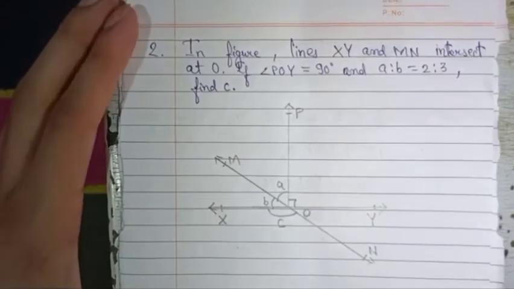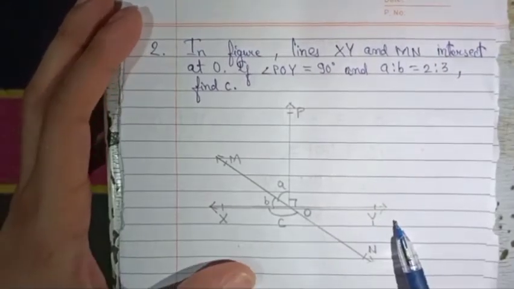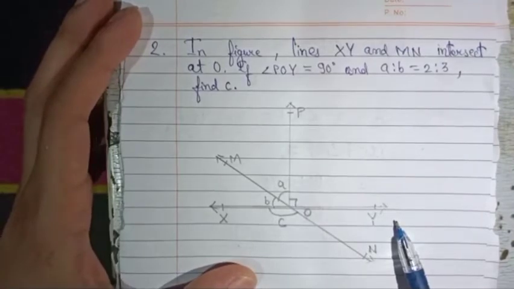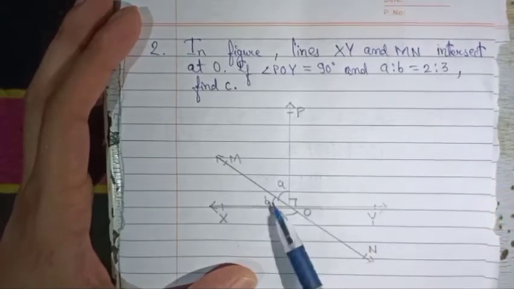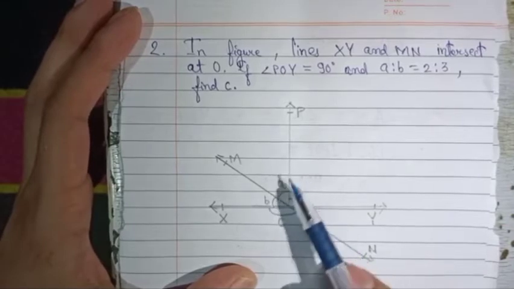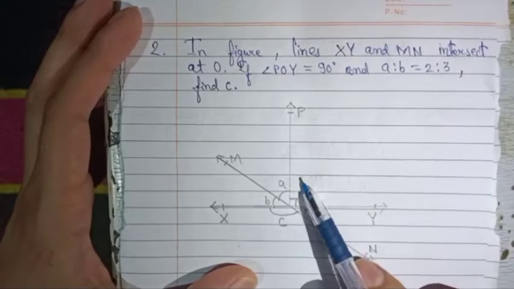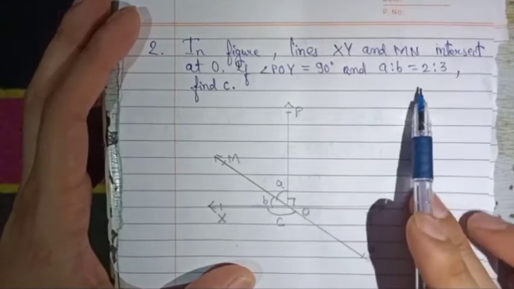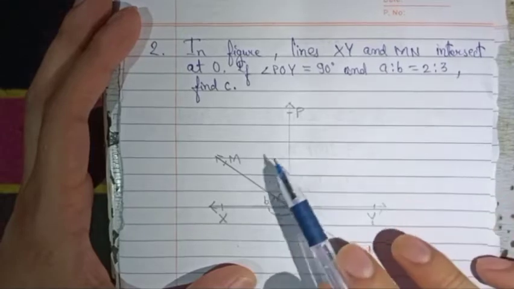Now question number two. In the figure, lines XY and MN intersect at point O. If angle POY is equal to 90 degrees and the ratio A to B is equal to 2:3. Look at the diagram. A, B, C are the measurements of angles given to us, and POY is given as 90 degrees, and the ratio A to B is equal to 2:3. Then we have to find the value of C.